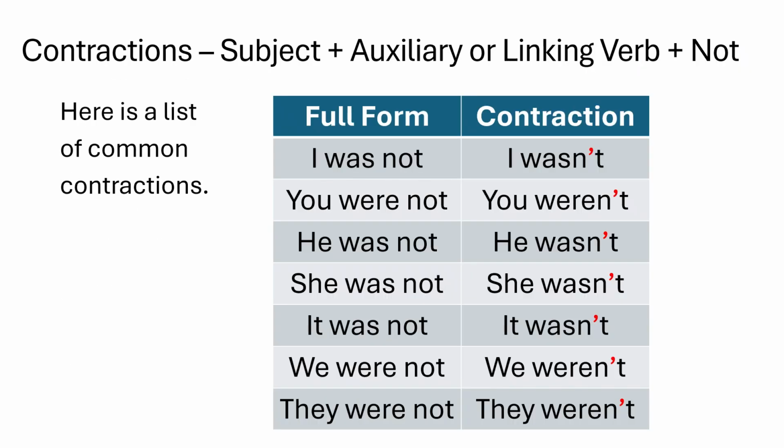Here is a list of common contractions. These contractions are made up of the subject plus auxiliary or linking verb, to be, in the simple past tense, plus not. It is an auxiliary verb when it is helping a verb to show the present continuous tense. It is a linking verb when it comes before a predicate noun or predicate adjective that renames the subject. This is the full list.